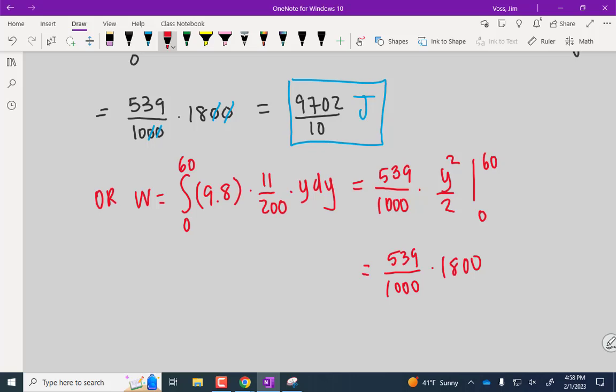So if you prefer to integrate just y instead of 60 minus y, there's a shortcut. Thank you. Yeah, absolutely. So let gravity do the work. Let gravity do the work.